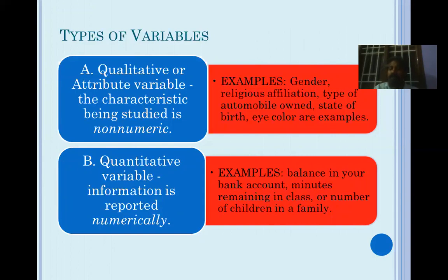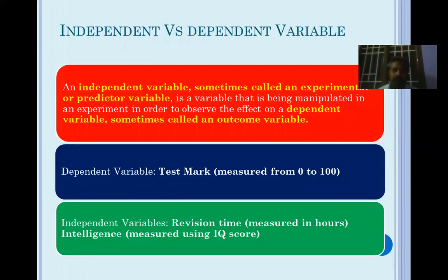Quantitative variables are measured in numbers, maybe the amount of money you spend in a particular day, the number of hours you spend using internet in a day, the amount you saved in a particular month. That is quantitative data. Qualitative or attribute variables are something like your eye color, your personal traits, religious affiliation, your gender, your nativity. These are all qualitative variables. Fine. And these variables can be either independent or dependent.